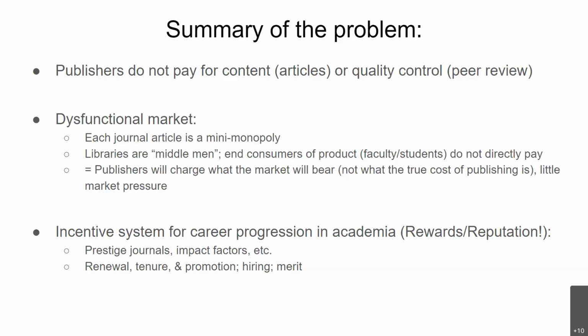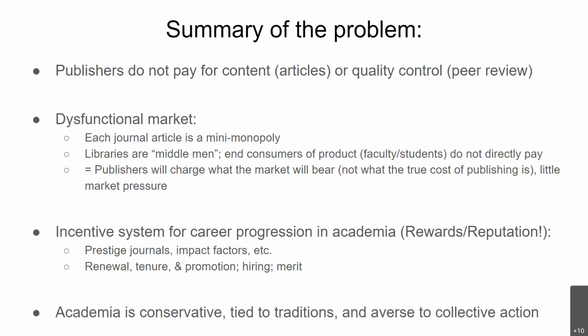These journals are generally controlled by those commercial publishers who are making a lot of money off of them. And faculty and researchers need to publish in them to make renewal, tenure, promotion, to get hired even, or to have merit decisions like salary increases each year, that kind of thing. So the incentive system for career progression in academia is closely tied to the journals and the prestige of certain titles. And so that is why we have to buy or purchase access to these titles, because it's so tied to career progression.